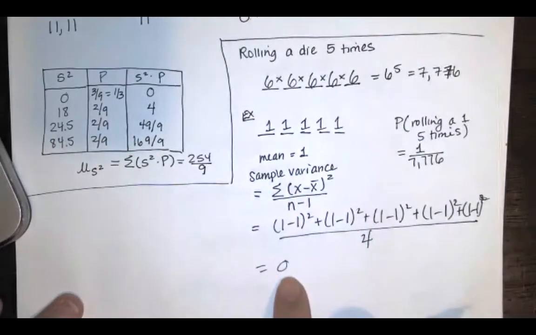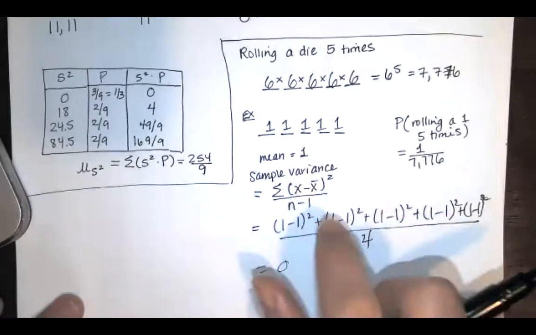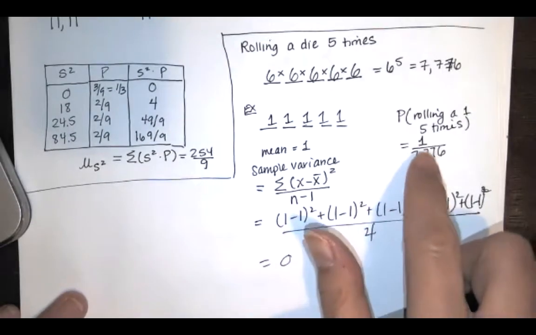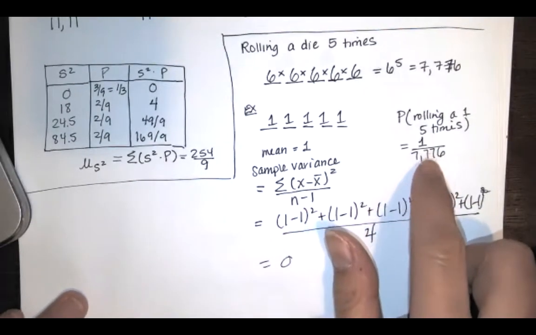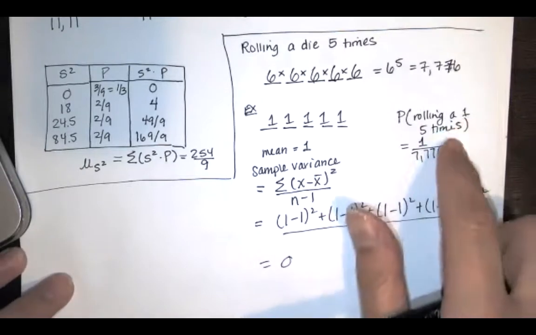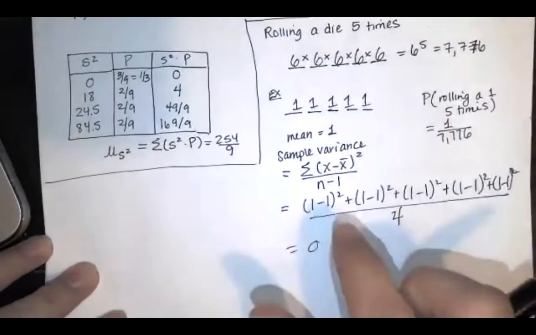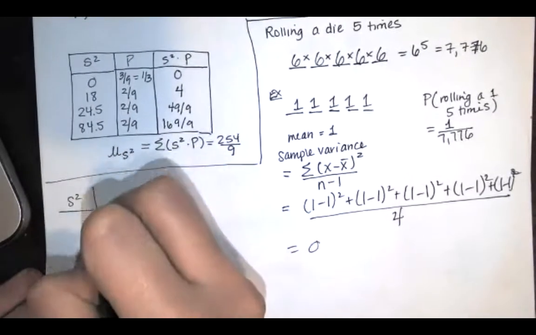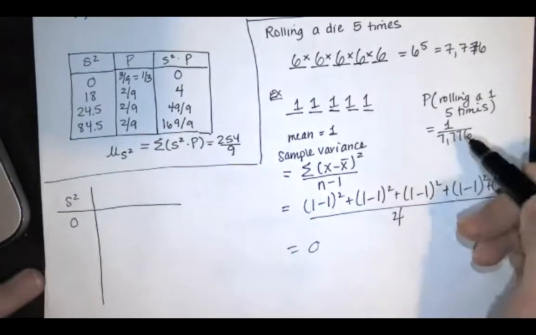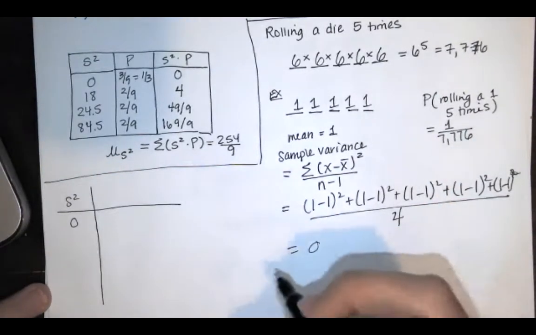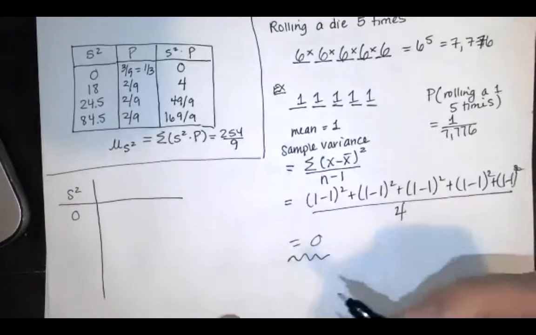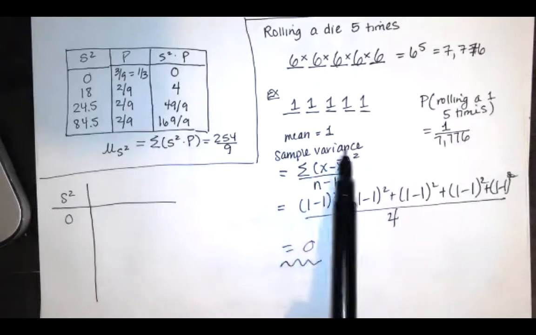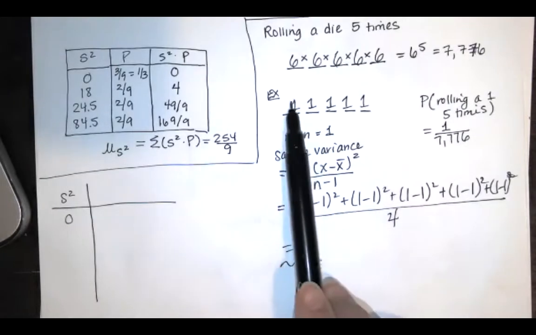So we have a 0 as a sample variance this time, and we want the probability of getting a sample variance of 0. It turns out to not be 1 over 7,776. That's the probability of rolling all ones. But the probability of getting a sample variance of 0 is actually 6 out of 7,776. Now, if you're wondering why that's true, well, it's because there are 6 different ways you can get a sample variance of 0. You can get a sample variance of 0 if all of these are 1s.